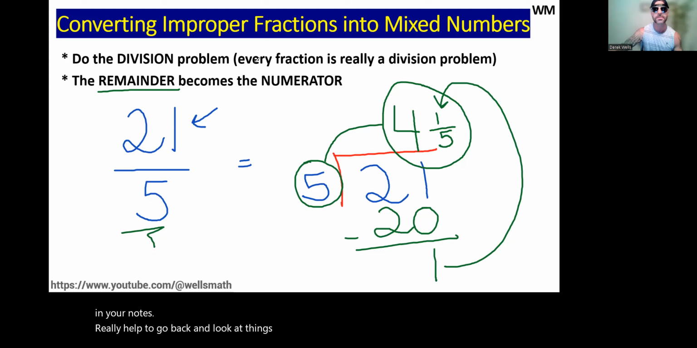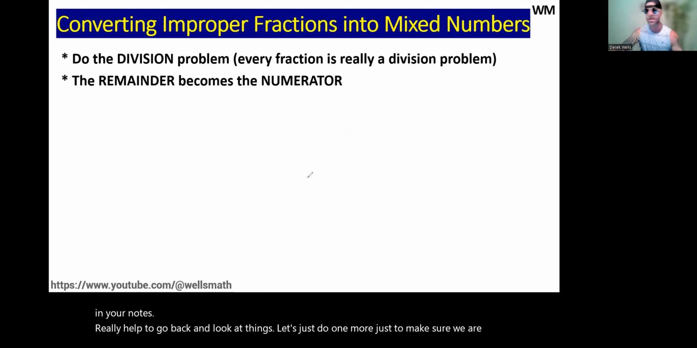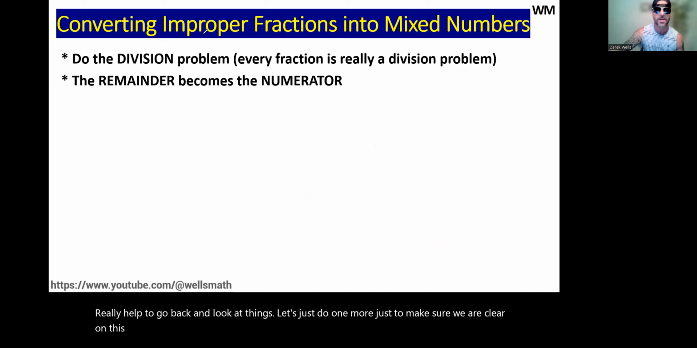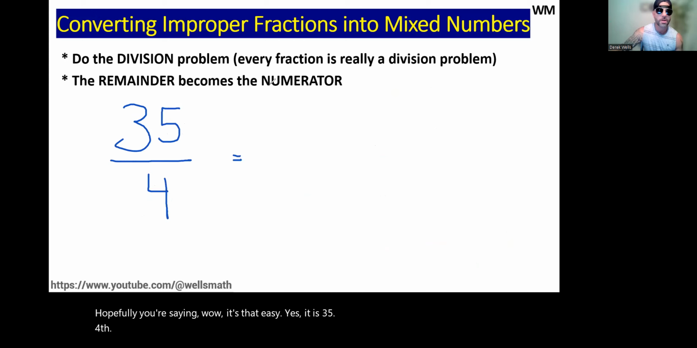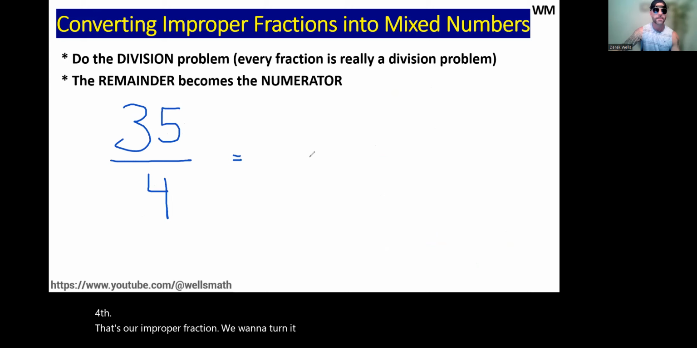Let's just do one more just to make sure we are clear on this. Hopefully you're saying, wow, it's that easy. Yes, it is. 35 fourths. That's our improper fraction. We want to turn it into a mixed number. We're just going to do the division problem.